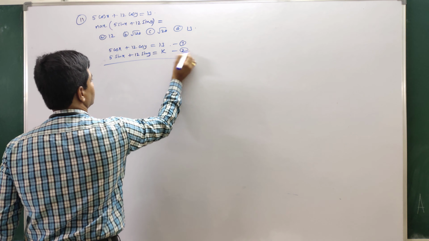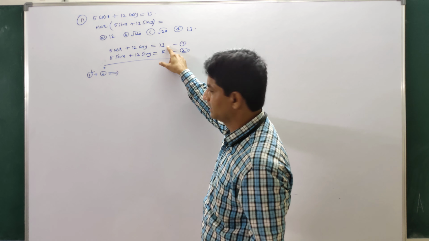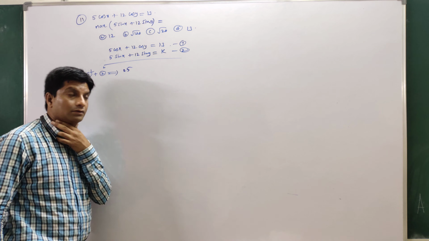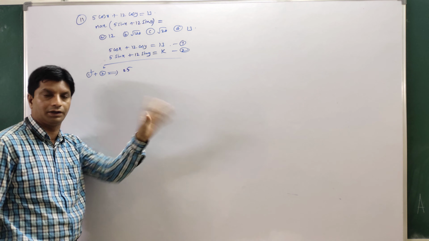Simply squaring and adding. See, directly I am adding here. Left hand side, a plus b whole square, a square plus b square plus 2ab. This is 13 square, 169. This is a square plus b square plus 2ab. Now add the corresponding terms. Here a square means 25 cos square x. Here a square means 25 sin square x. If you take 25 common, you will get cos square x plus sin square x, that is obviously 1. So directly I am adding 25 into 1, 25.